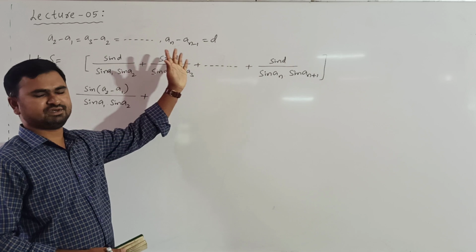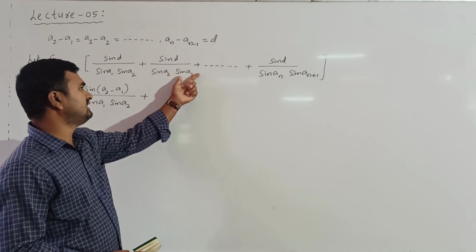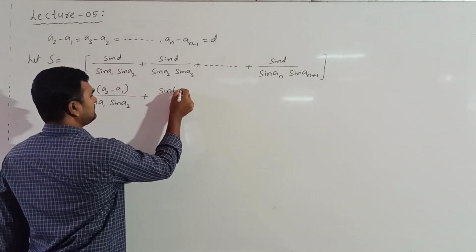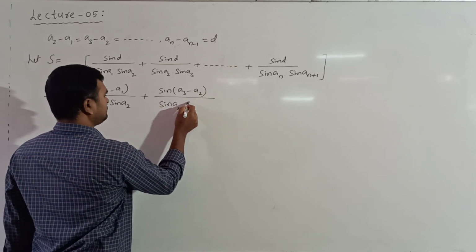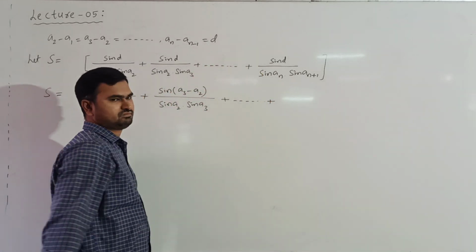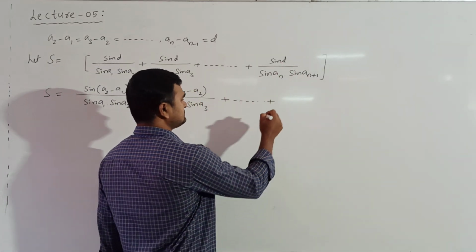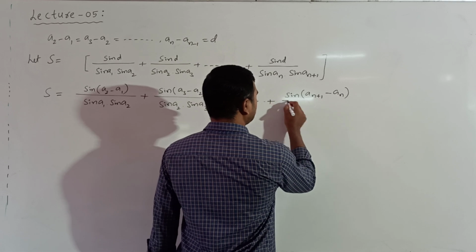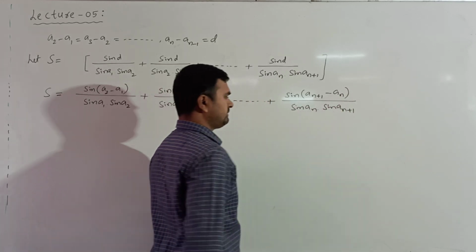Okay. So actually the difference we can write any terms, but to simplify these terms, what we write is d as a3 minus a2. So here numerator I can write sin of a3 minus a2 divided by sin a2 into sin a3, and so on. Now last term, here d I can write as an plus 1 minus an. So sin of an plus 1 minus an divided by sin an into sin an plus 1.